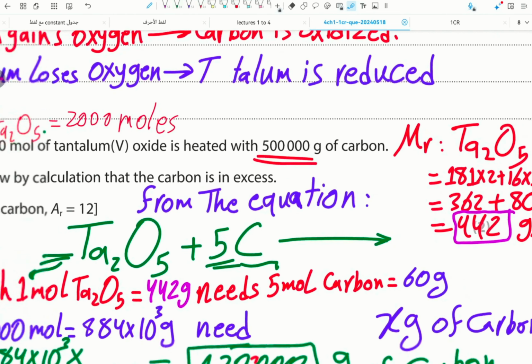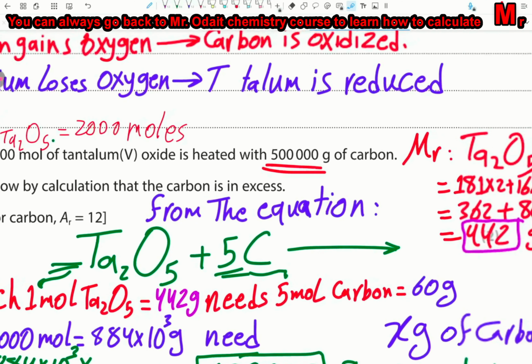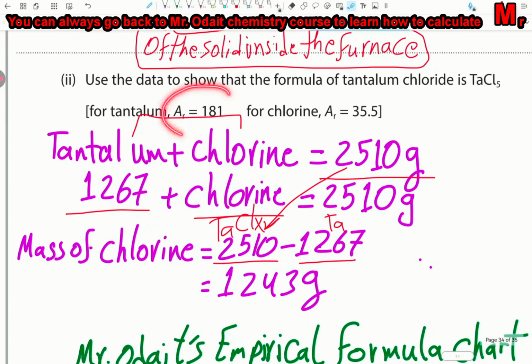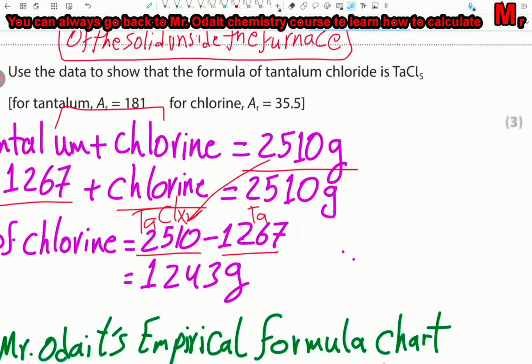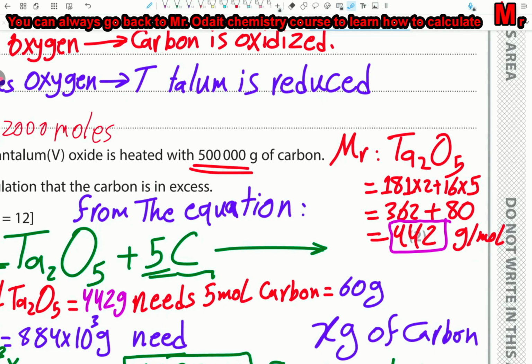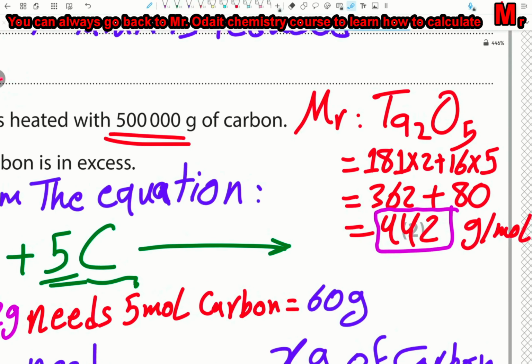The MR here is easy. We know that carbon is 12. For tantalum oxide, the tantalum is 181 from the previous page, and we all know that oxygen is 16. So we have 2 tantalum atoms in tantalum oxide. We have Ta 181 multiply 2 plus 5 oxygen. Oxygen is 16. Teacher, how did you know oxygen is 16?